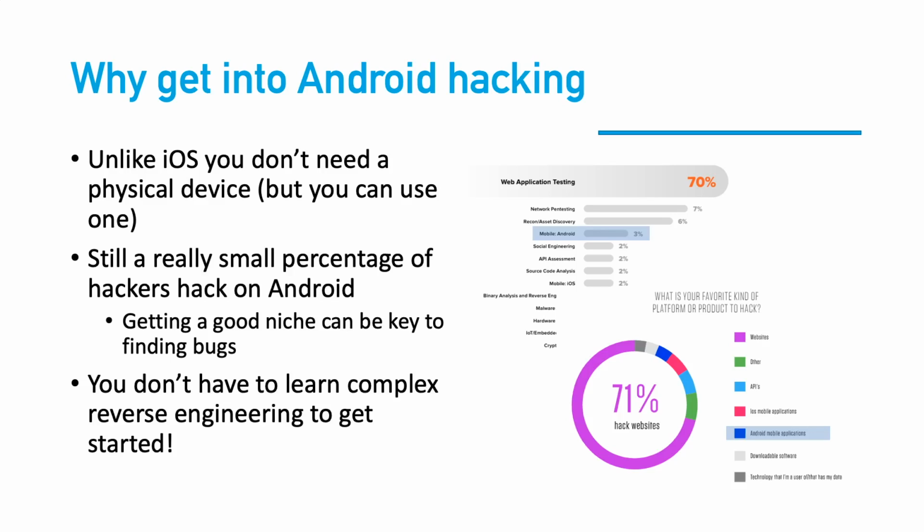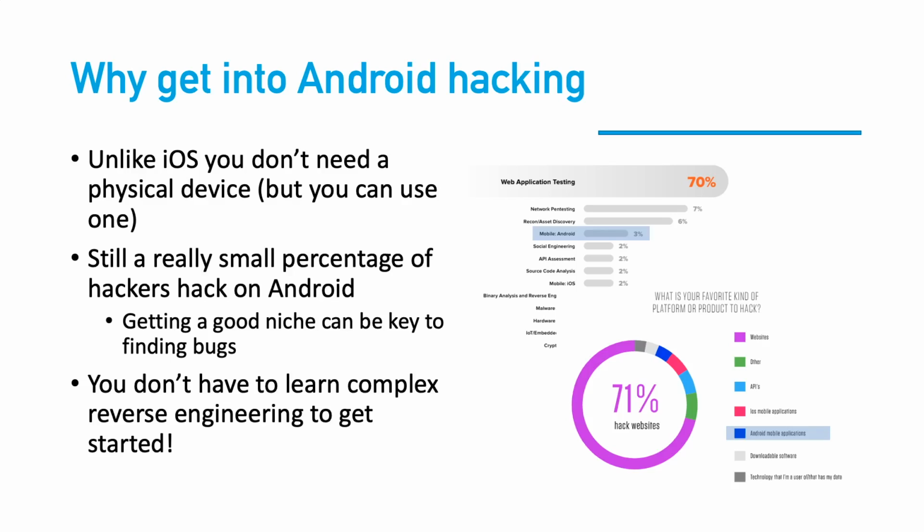Now, there's a reason why you can't run an emulator for iOS apps, and that's because one doesn't exist. All of the developer stuff for iOS uses a simulator, not an emulator. And there's a really important difference, which basically boils down to how it manages the hardware. But even then, a still really small percentage of hackers hack on Android. It's actually pretty accessible with an emulator. But then you've only got 3% of people, according to BugCrowd's latest report, actually hacking on Android. It can be a really, really good niche, and it can be key to finding some bugs.